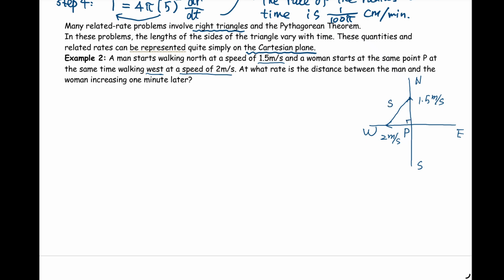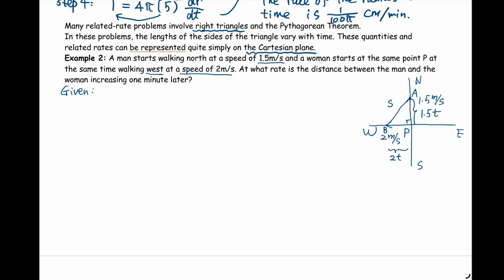So this is a right triangle, and with time it will change. So we are going to introduce a time, then the distance between P and A will be 1.5 speed times time, 1.5t, and for the woman, 2 speed times time, 2t, so it's PB. So now we are going to see the given information.